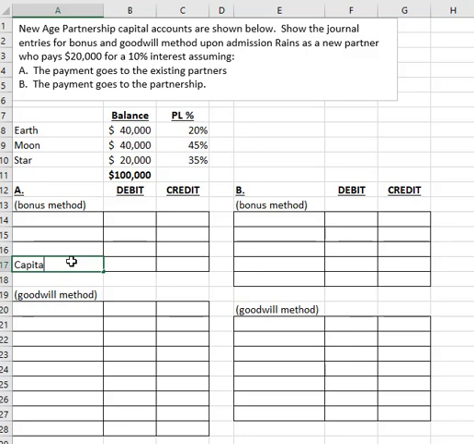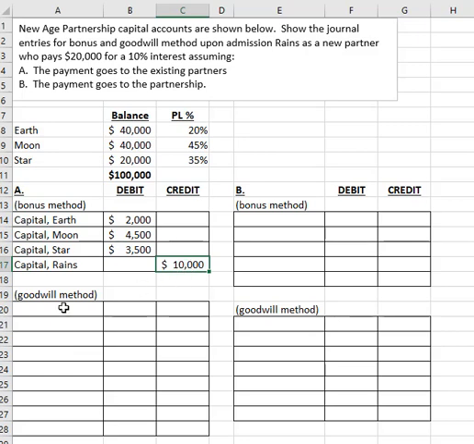So Rains is going to get 10% of that. And so where's that going to come from? It's going to come from the current partners. And it's going to come based on their profit and loss percent, which is here. So Earth is going to, it's a debit to Earth's capital, so that's a reduction. It's going to be responsible for 20%, and Moon 45, and Star 35%. So they will debit the capital account of the three partners who got some cash individually, and put that capital into Rains, and Rains now is a 10% partner in the capital of the partnership.